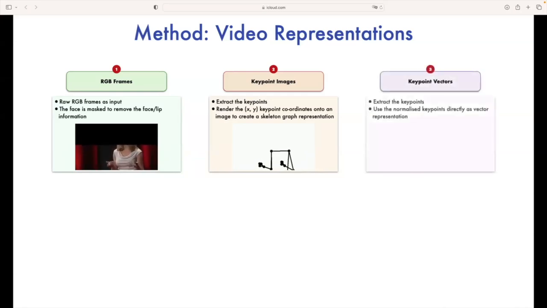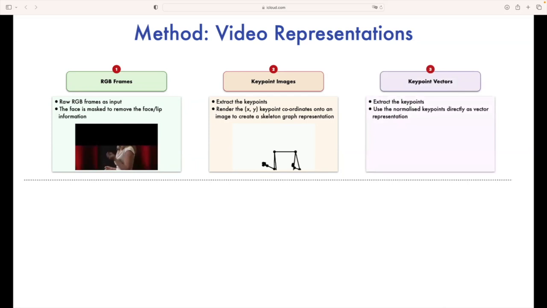Now, the third kind of representation that we use is key point vectors. So here what we do is, we do not render the key points into an image, but directly use the key point vectors, that is the normalized key point vectors, as input to the network. So this was about the three different representations that are used in our work.